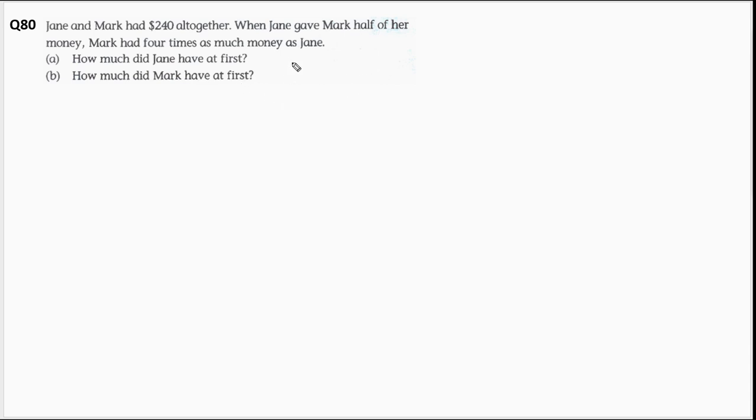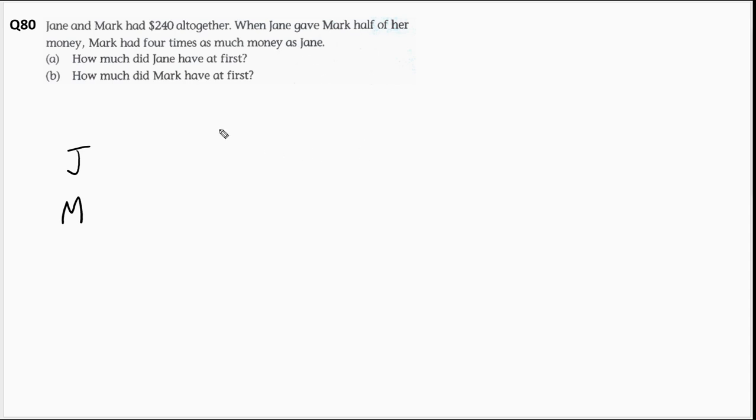Okay, so you might be thinking, not sure how to draw this. So I know we're going to have Jane and Mark. When Jane gave Mark half of her money, how do I know what that's all going to look like? So this is how I would draw it: start with what I can be confident that I can draw. So we've got Jane and we've got Mark.